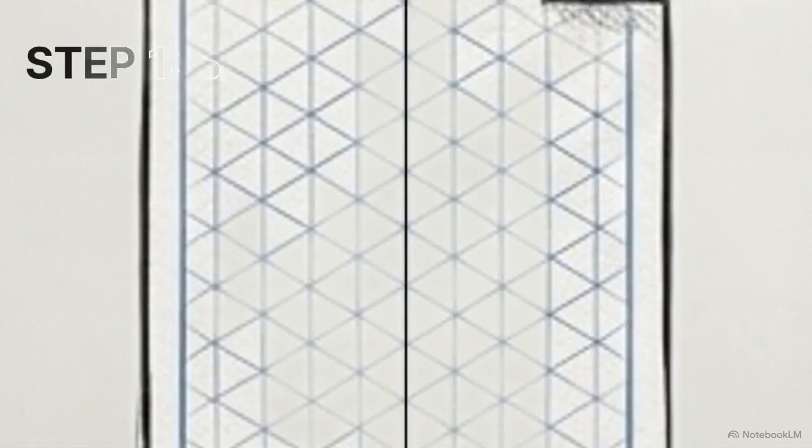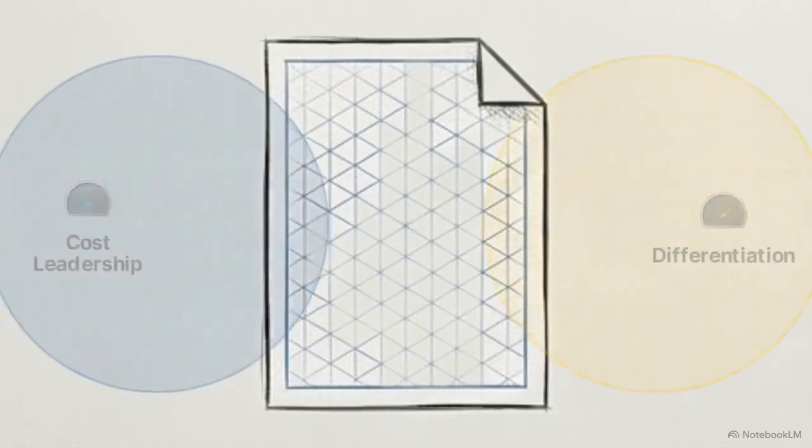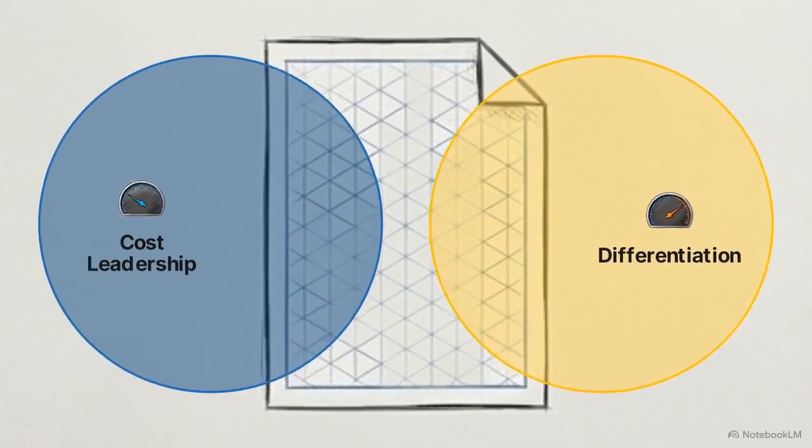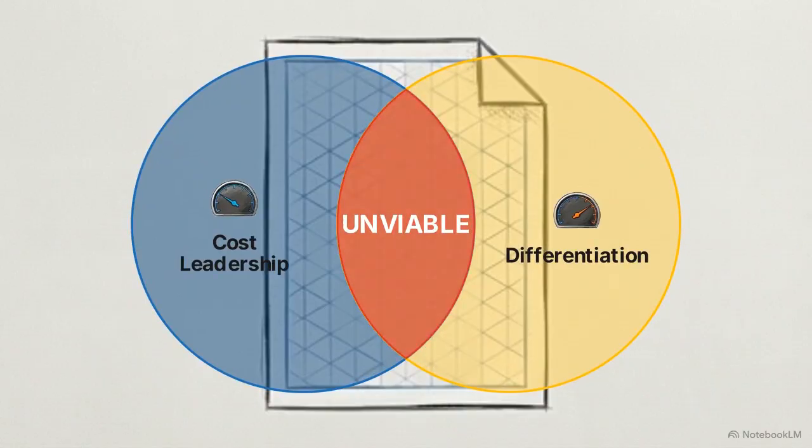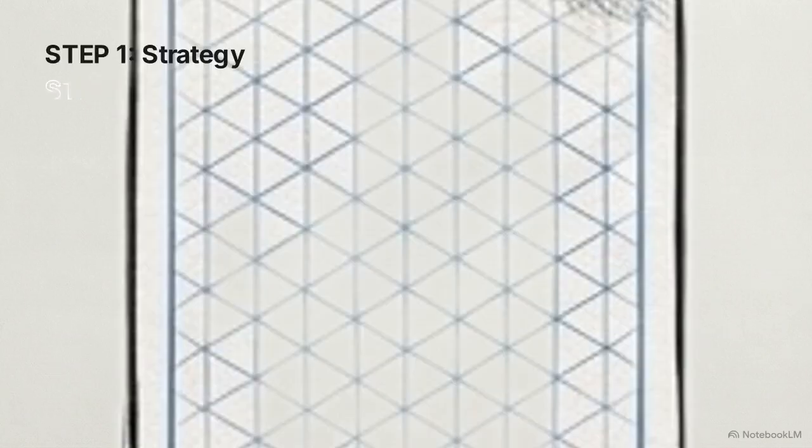Step 1. On the top left of your paper, define how you win customers. Based on Michael Porter's framework, choose either cost leadership, competing on low price, or differentiation, competing on uniqueness, quality, or speed. You must pick one. Attempting to be both the absolute cheapest and the absolute fastest results in being stuck in the middle, failing to satisfy either market.